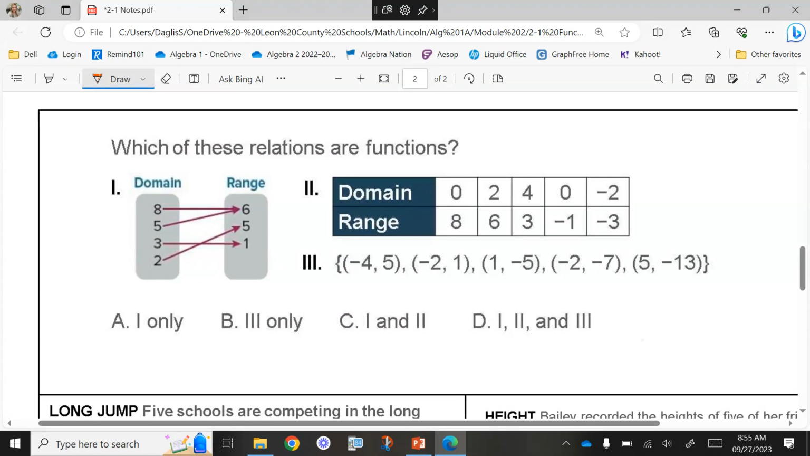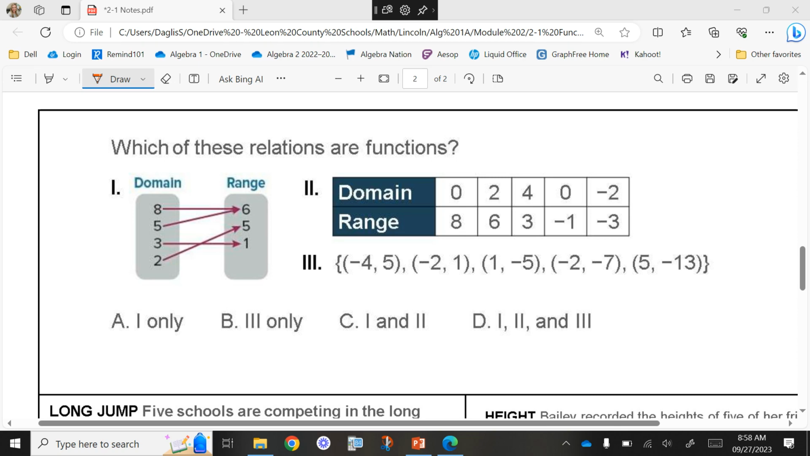So on the back at the top, I have another mapping, we have another table, and we have another set of ordered pairs. I want you to determine which ones are functions and which ones are not. So you try it on your own, try it with your partner. We'll pause and come back, so just figure out which ones are functions.